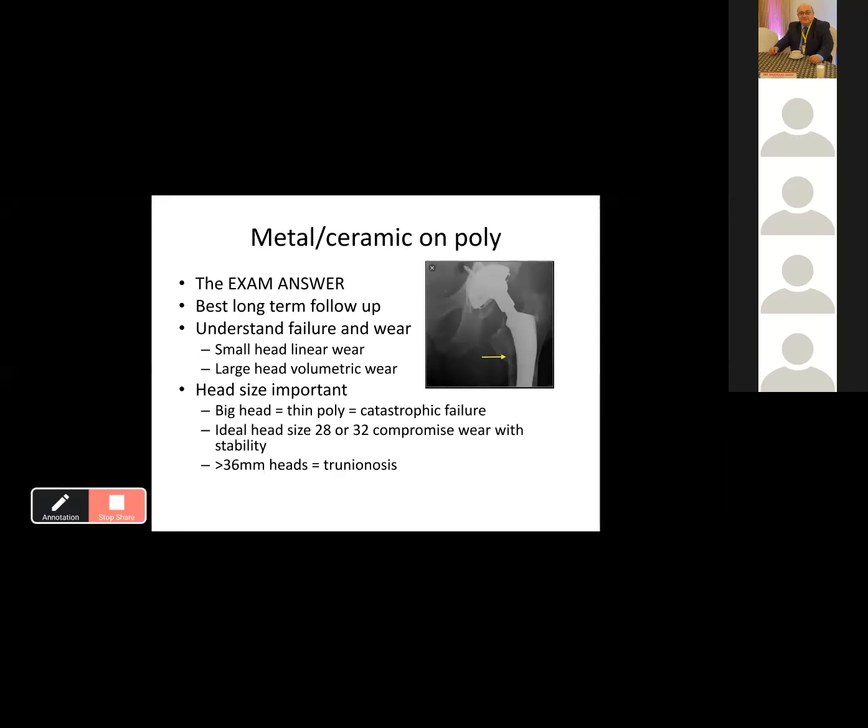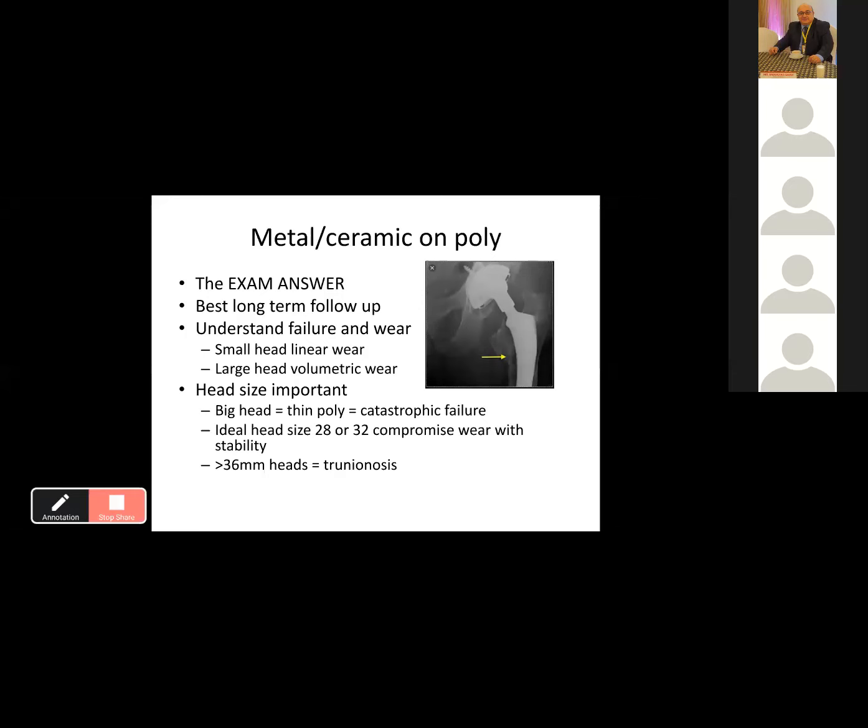The other thing to think about is head size. So when we used very big heads, you had a thin poly, and this led to catastrophic failure, so you don't want a big head. Likewise, if you have a small head, you get linear wear, so that they wear out in a different way, but they also have a smaller jump distance, so they may dislocate more easily. So the ideal head size we've come to is a 28 or 32, and we compromise wear with stability.